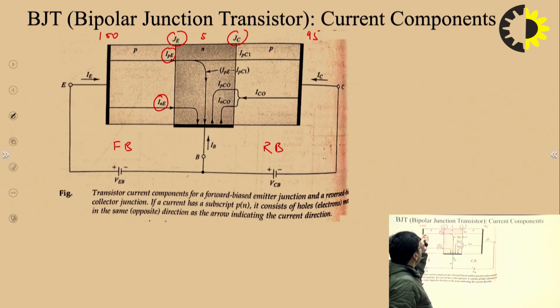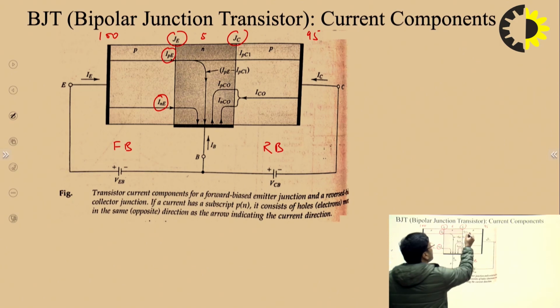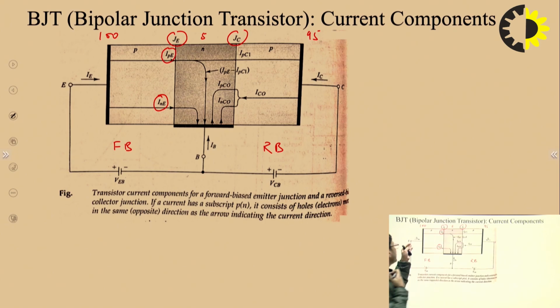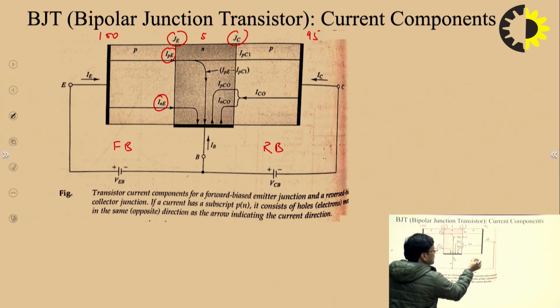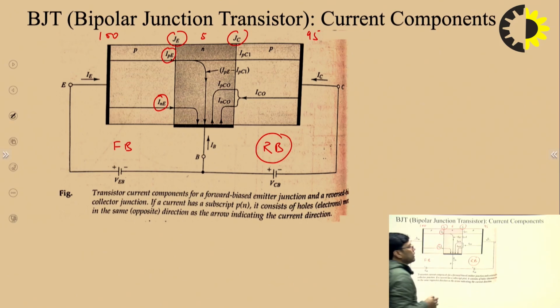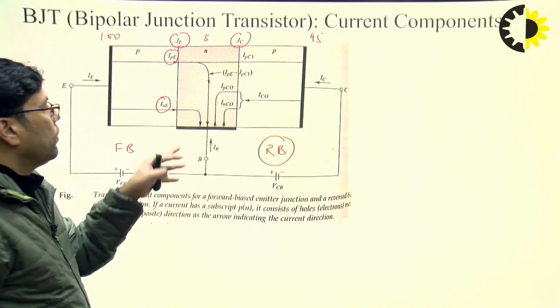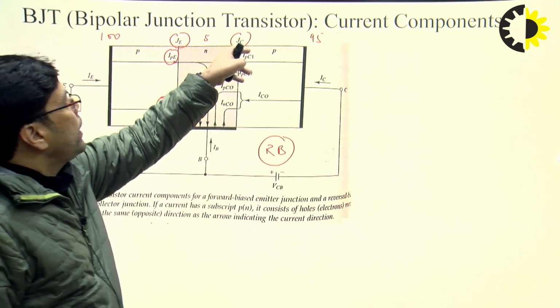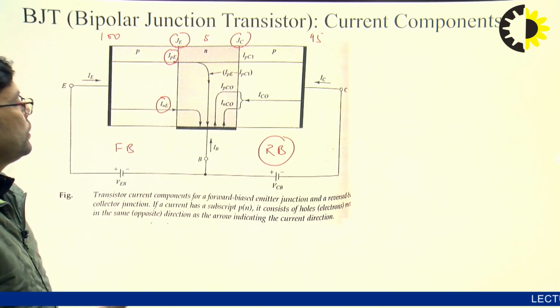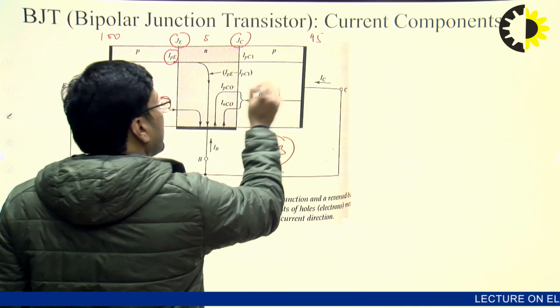So you can see here, this is a hole current, this is an electron current, and this is in the reverse bias case. In the reverse bias, there is a concept of reverse saturation current. So in this reverse bias, we have a reverse saturation current as well for the collector to base junction, right? So this is the reverse bias saturation current here.